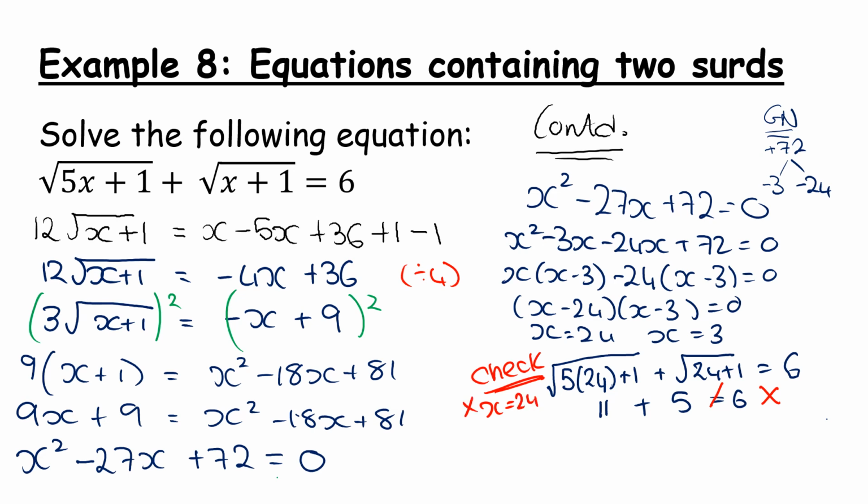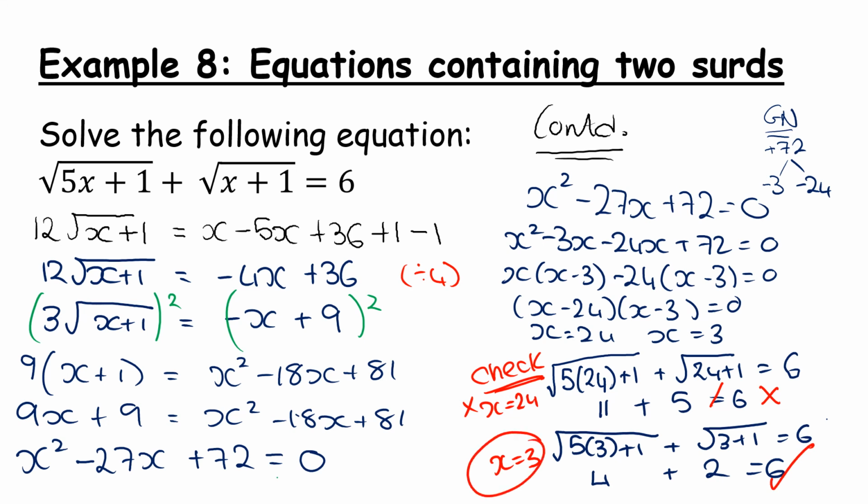Okay, so let's try x equals 3. So square root of 5 by 3 plus 1, plus square root of 3 plus 1 equals 6. So 5 3s are 15 plus 1 is 16. Square root of that is 4, and 3 plus 1 is 4. Square root of that is 2, and 4 plus 2 equals 6, and that is correct. So the correct solution to this surd equation is just x equals 3.